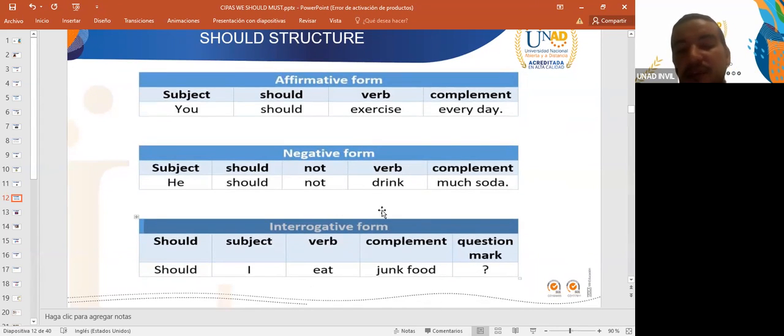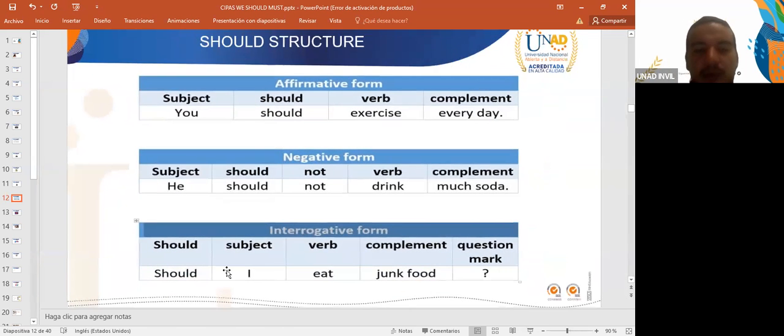¿Listo? And if you want to ask a question, again, you have to switch the position of the subject and the verb. I mean, you have to switch should with the position of the subject. In this case, should I eat junk food? Okay? Entonces, lo mismo que vimos en los tres casos anteriores. Cambiamos el orden. No empezamos por el sujeto, sino que en el caso de must, empezamos por must. En el caso de should, empezamos por should. Y cuando vimos el have to, empezamos por do o por does. Y entonces tenemos la frase, should I eat junk food? Sería algo así como, y el signo de pregunta, no lo olviden, ¿debería yo comer comida chatarra?